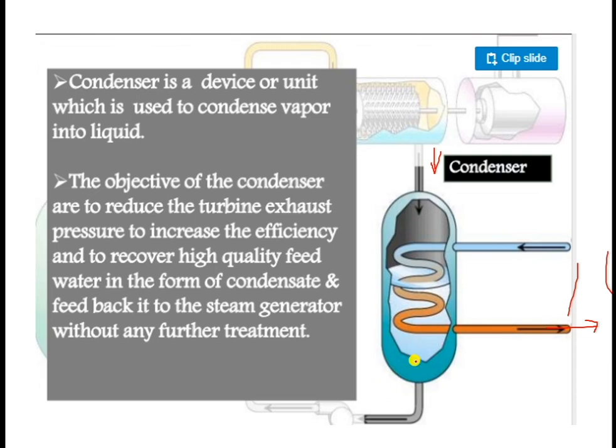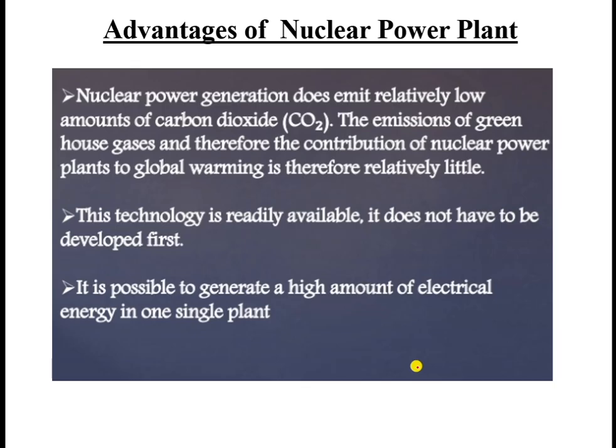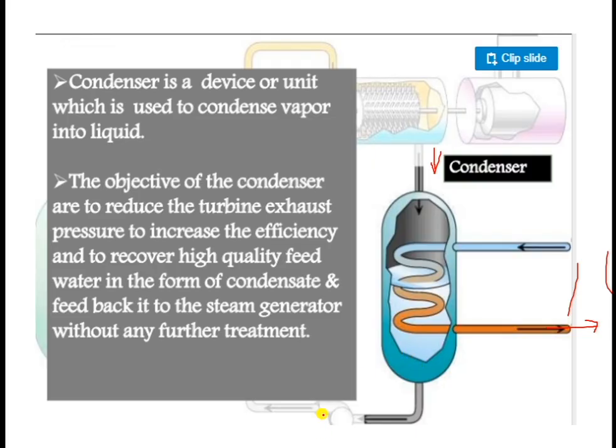Now the condensate which is formed, with the help of the condensate extraction pump, is again supplied to the steam generator, and the process continues. In this way, the objectives of the condenser are to reduce the turbine exhaust pressure, to increase the efficiency, as well as to recover the high quality feed water in the form of condensate, and feed it back into the steam generator without any further treatment.